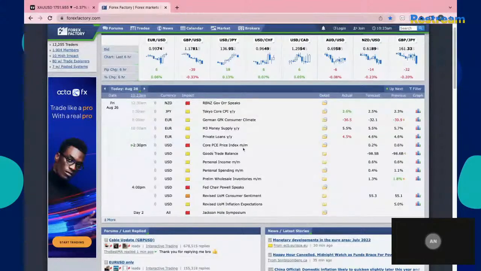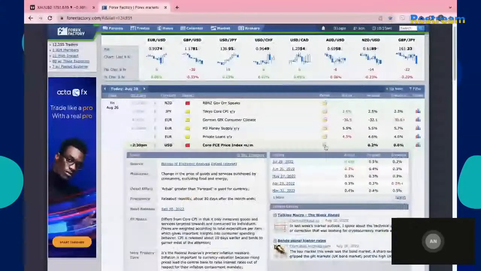So as you can see here, the previous CPI rate, on the 29th of July, was 0.3%, right? And the forecast was higher, and it actually came out higher than the previous. So that is good news for the USD.